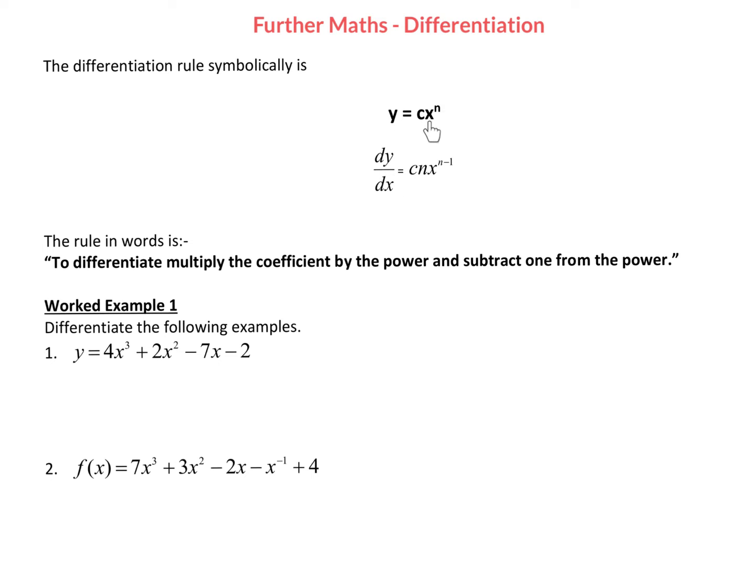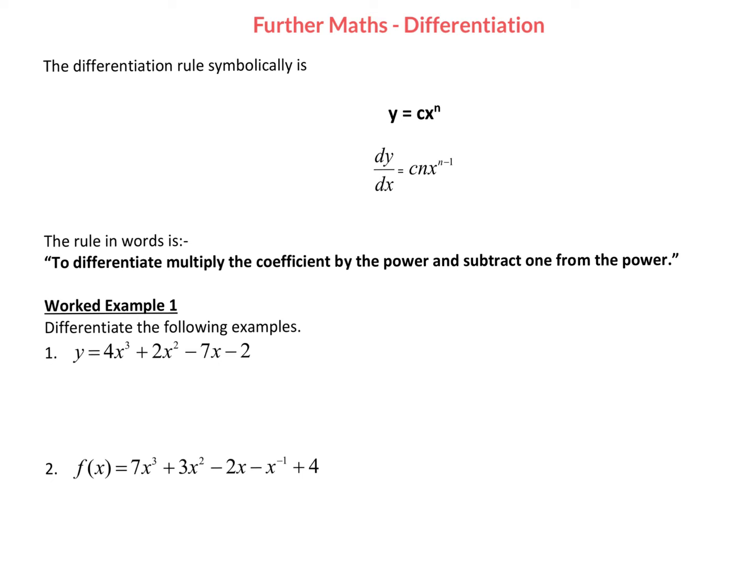So what we do is we take any power of the letter x and we multiply through by that power, and then we reduce the power by 1. So here the power is n, so it's cn times x, and then we reduce the power by 1. As we said, the rule in words: to differentiate, we multiply the coefficient by the power and subtract 1 from the power. So let's see how that works out in a couple of questions here.